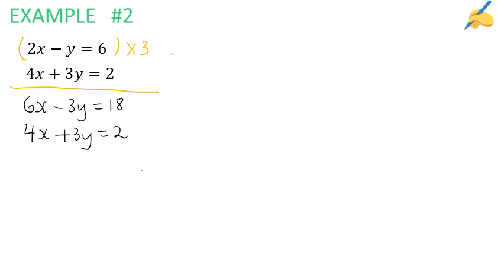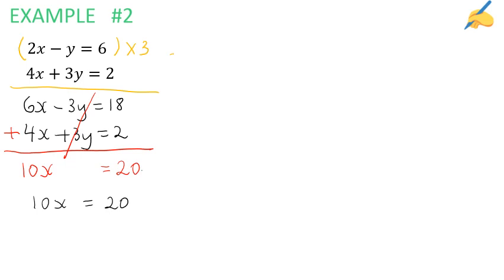Then I need to decide whether I'm going to add or subtract the equations to get rid of that matching pair. So let's add them. 6x and 4x is 10x. Negative 3y plus 3y cancels out. 18 and 2 is 20. So I have 10x equals 20. So now I solve for x. Divide this 10 onto this side will give me x equals 2.